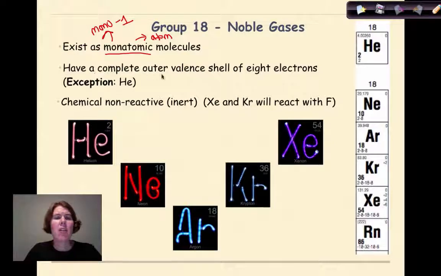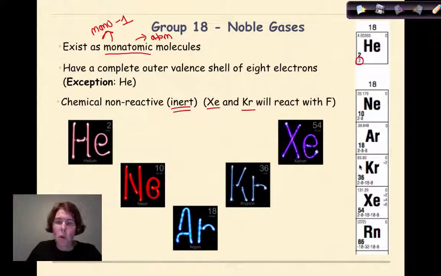They have a complete outer valence shell of 8 electrons, with the exception being helium, because helium, as we know, is in period 1, which can have a maximum of only 2 electrons. They are chemically non-reactive, which we call inert. It's a common word that you need to know. The only exception is xenon and krypton, and under extreme environmental situations, they will react with fluorine.